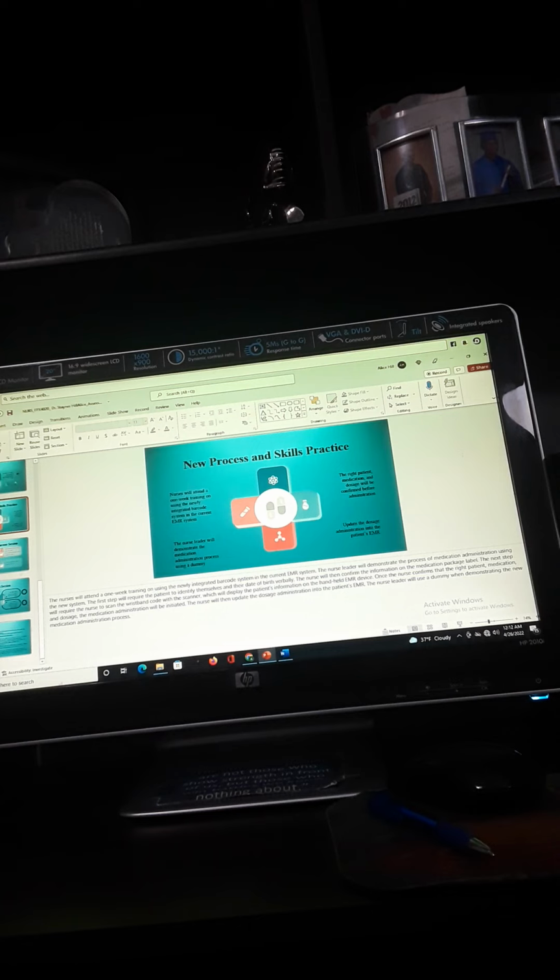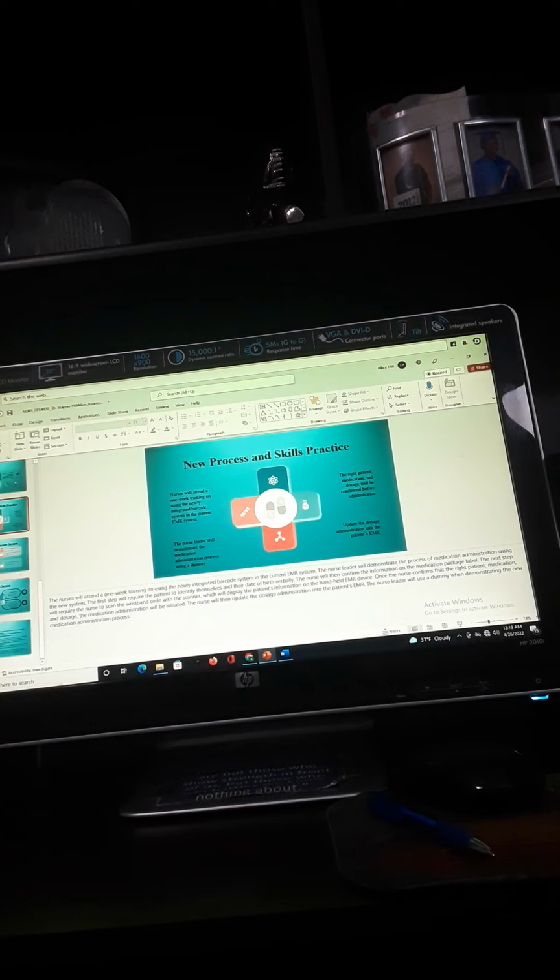Slide number 10. New process and skill practice. The nurses will attend a 1-week training on using the newly integrated barcode system in the current EMR system. The nurse leader will demonstrate the process of medication administration using the new system. The first step will require the patient to identify themselves and their date of birth verbally. The nurse will then confirm the information on the medication package label.